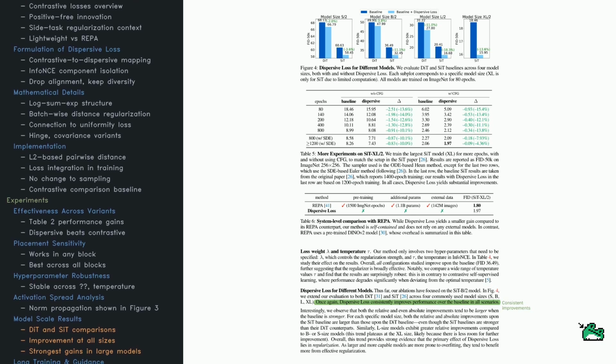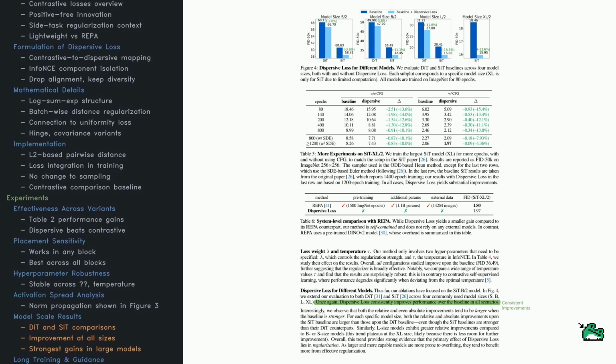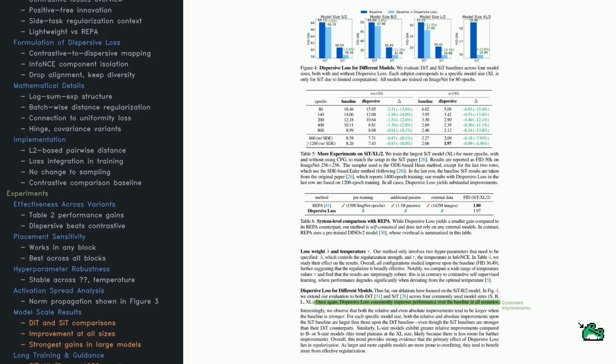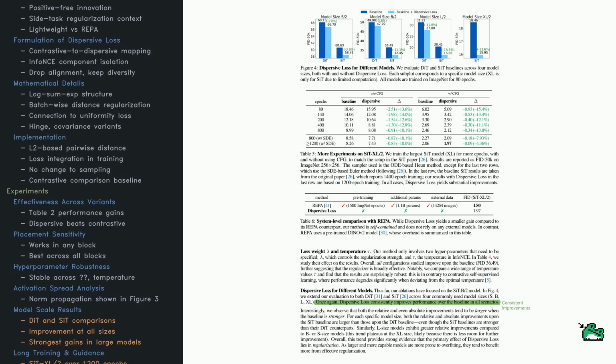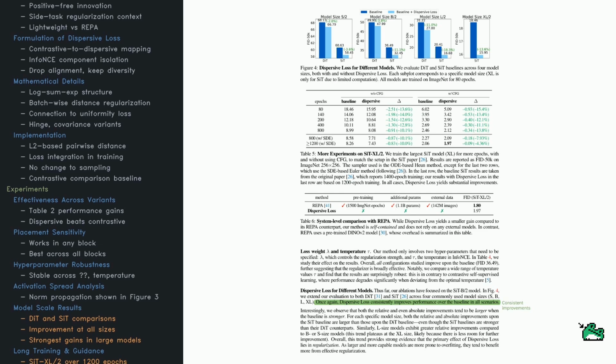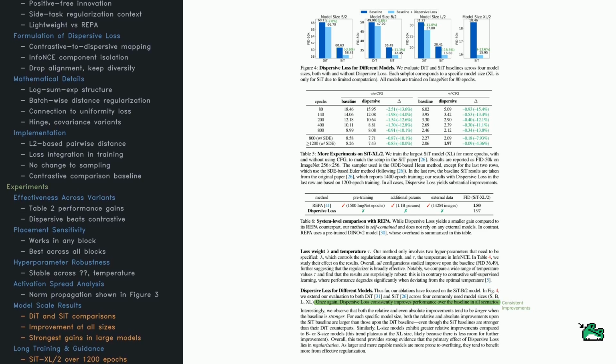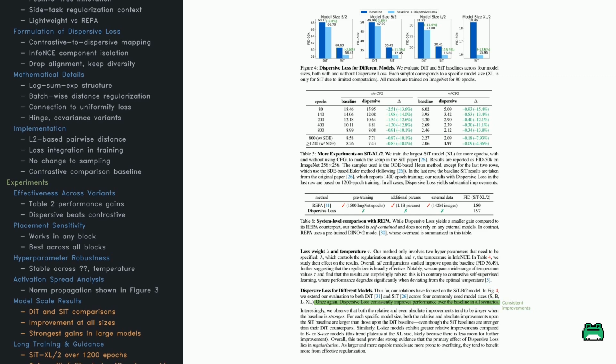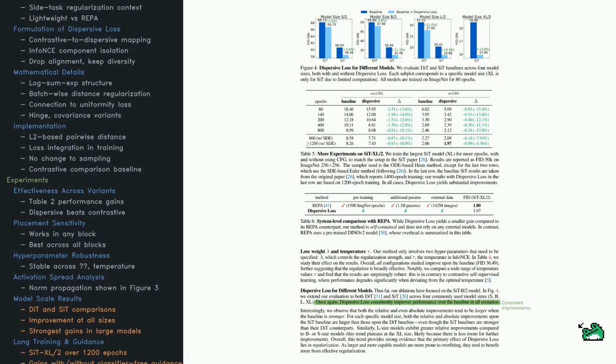Next, check out Table 5. It focuses on the largest model, SiT-XL/2, and extends training up to 1200 plus epochs. They compare models trained with and without classifier-free guidance. No matter what the setting, adding dispersive loss improves FID. Even in long training runs, the gains hold.